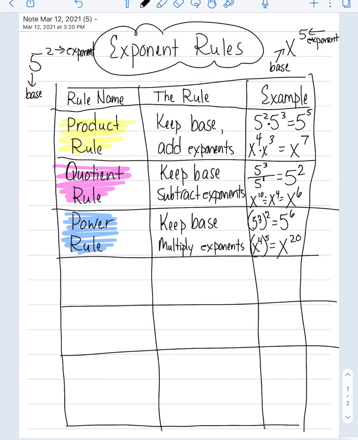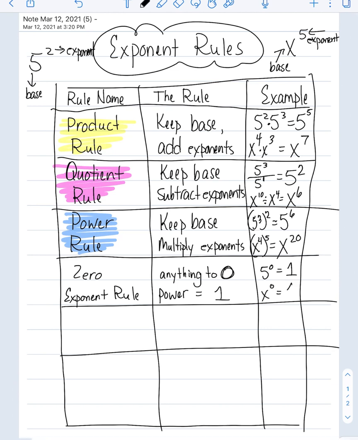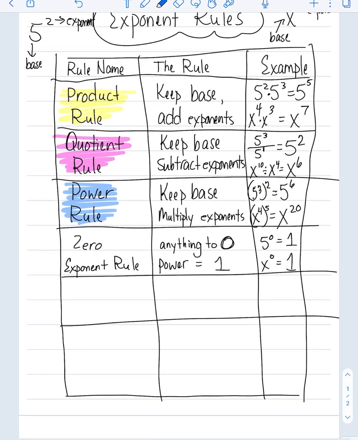All right, so the next rule we want to look at is called the zero exponent rule. So anything to the 0 power equals 1. So if I had 5 to the 0 power, my answer is 1. If I have x to the 0 power, my answer or my value, is 1. So that's the 0 power rule.